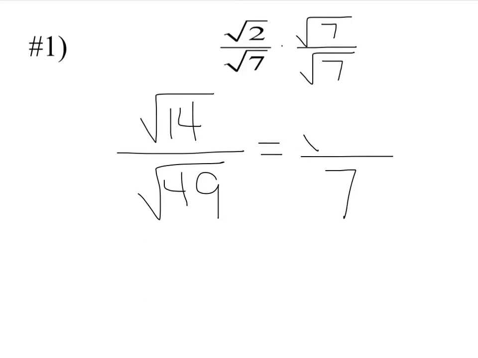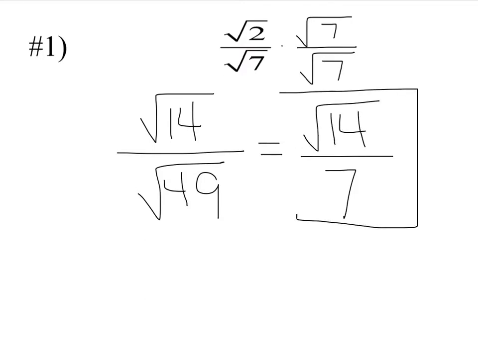And square root of 14, that is as simple as it can get. So your answer is the square root of 14 over 7. Now that we don't have a radical in the denominator, we're okay to go ahead and finish. And that's our answer.